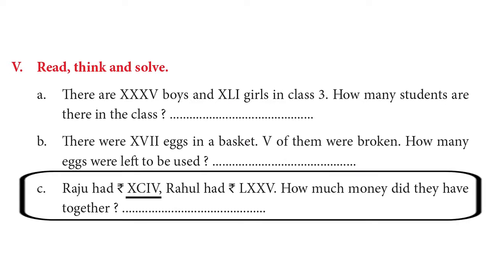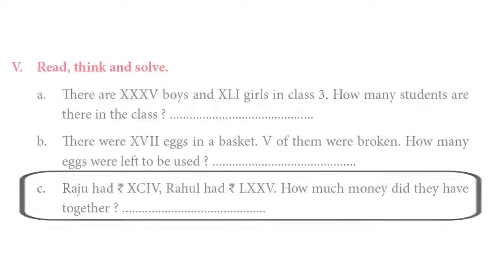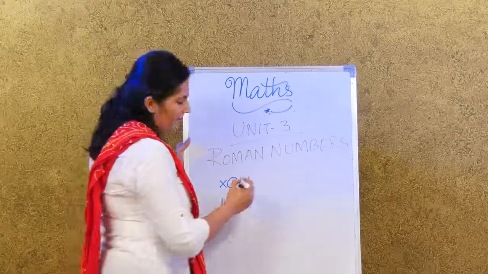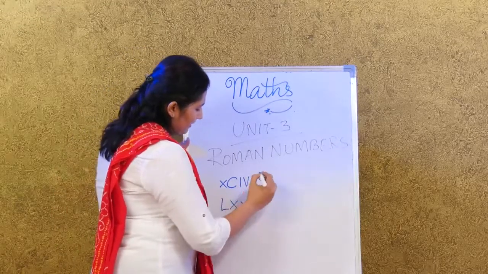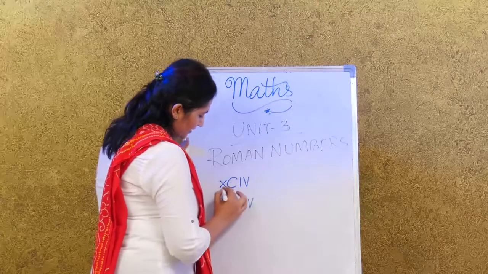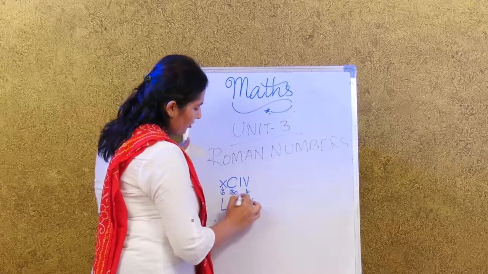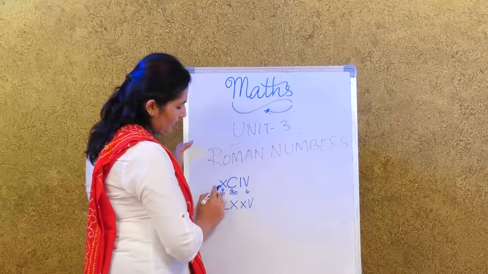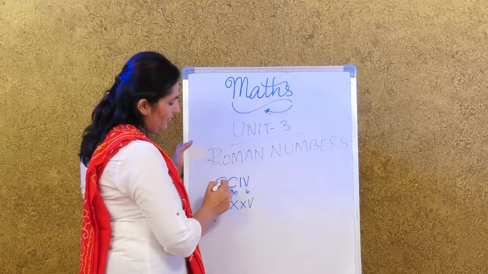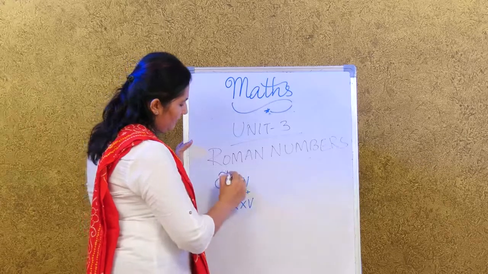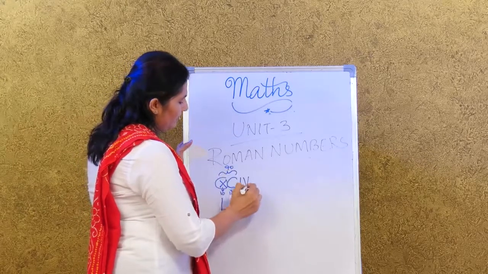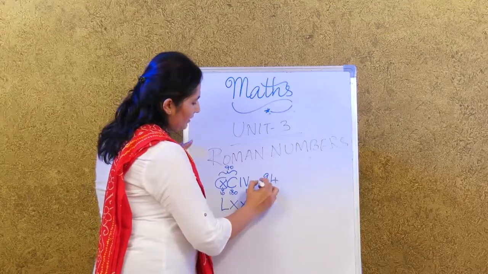Raju had 1, 4. And Rahul had, how much money did they have together? So, let's find out what these are. Let's see the expanded form. This is 100, this has the value of 10, then this has the value of 100, and this is 4. So this is 100 minus 10. Remember the rule 3, when you get a smaller number, you have to subtract it from the big one. So this is 90 and this is 4. So this is 94 would be the answer.